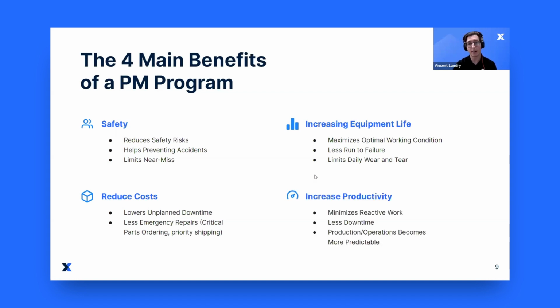Last but not least, increased productivity. Whenever we have good PMs, good inspections getting performed on our equipment, of course, it limits downtime. It helps us minimize the reactive work that we need to do, so there's less and less fire to put out on a day-to-day basis during the workday. And the third one is making production and operation become more predictable as well.